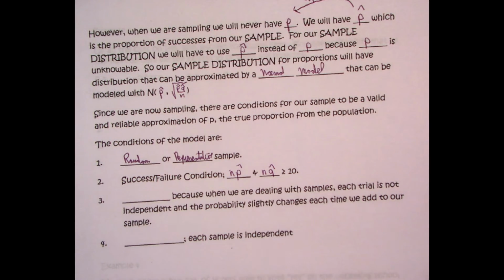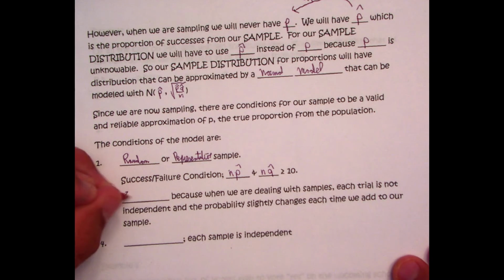Whenever you don't know P and Q, use P hat and Q hat. Okay, the next thing is our less than 10% condition.